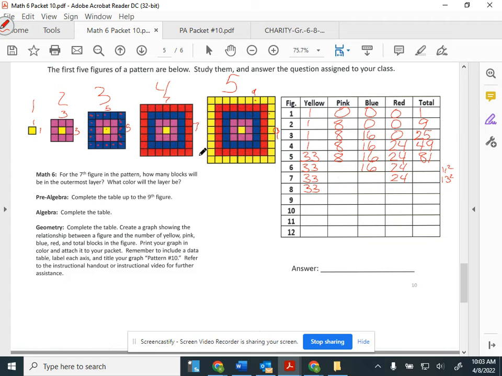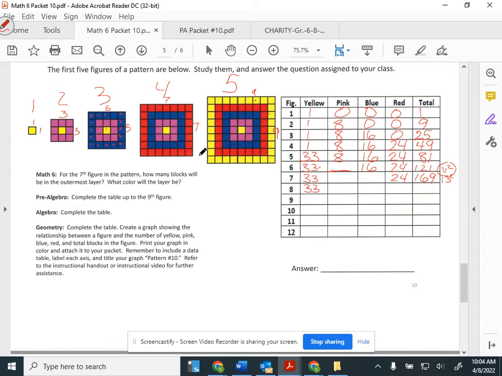So, can we figure out what our total is for the 6th figure? We know it's 11 squared. What's 11 squared? Anthony? 11 times 11. Yeah, what is it? 121. Do we know the total for the 7th? Yes. Yeah, it would be what? 13 times 13 is what? 169. So if we know these 4 boxes, can we figure out our pink?